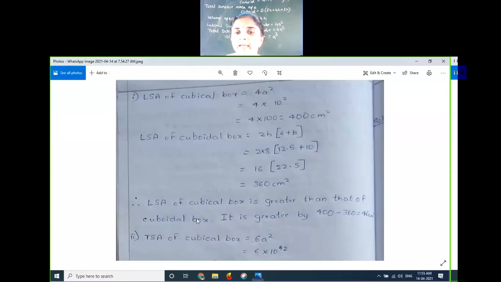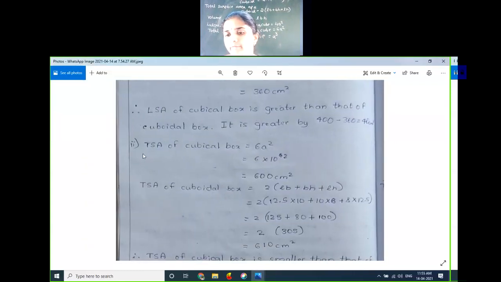Got the idea now? Now, same to same TSA, we have to find out the second question. TSA of cubical box is 6a square, that is 6 into 10 square, 600 centimeter square. Then TSA of cuboidal box is 2 into (LB plus BH plus LH). Just substitute and simplify. In the bracket you will get 305, into 2, that is 610.